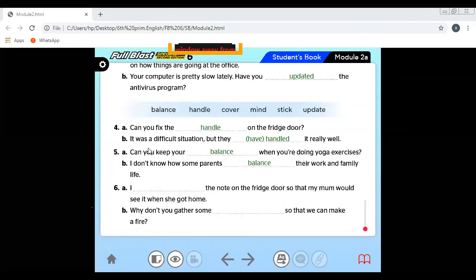Let's go to number 6. Who can read and answer number 6? Judy Khaled. Yes. Read and answer number 6. I stuck the note on the fridge door so that my mom would see it when she got home. I what? Of course, I will use the verb. We will use the verb. Yes, Judy Khaled. Do you know the answer?